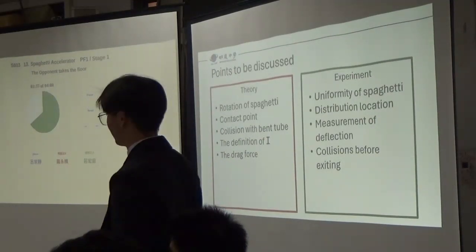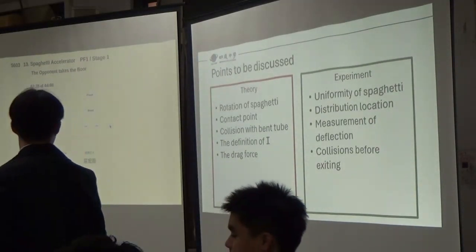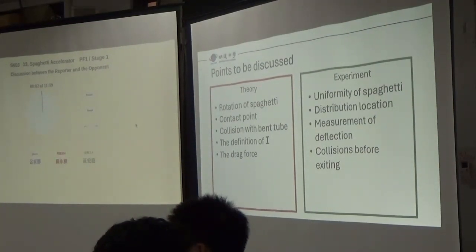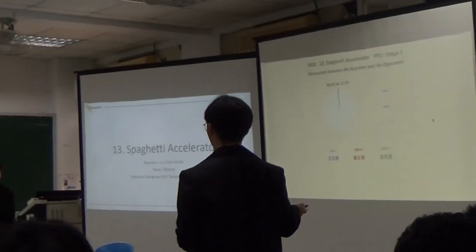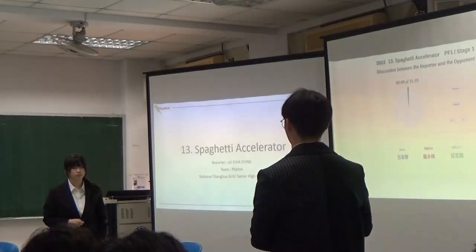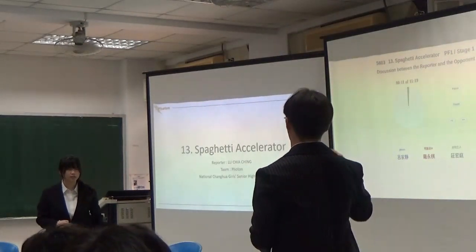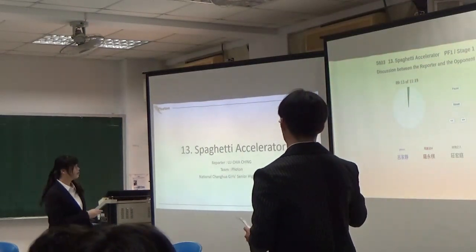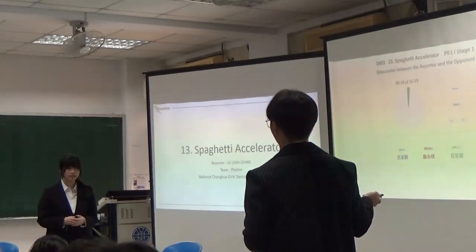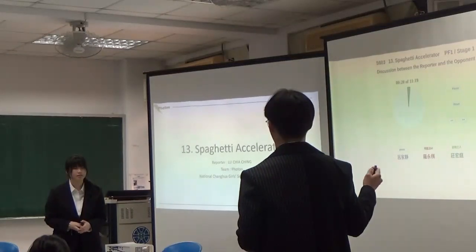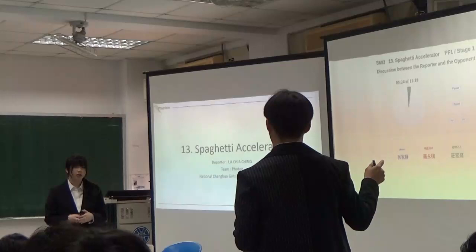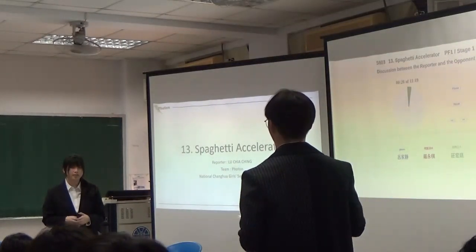Okay, so let's move on to the discussion first. So I want to talk about, do you consider there's any kind of rotation, like the rotation of spaghetti? How do you calculate this rotation? Yes, we consider rotation in the angular velocity. Yeah, so is it a constant under every condition, like when you change the diameter of the tube? Yes. Is the angular velocity constant?